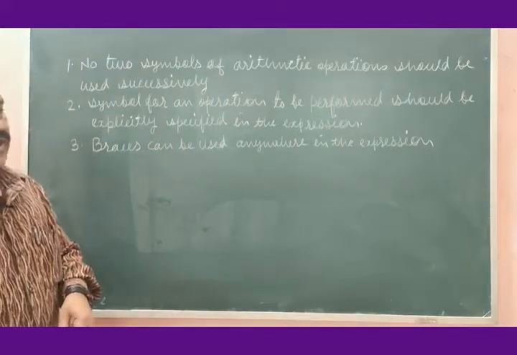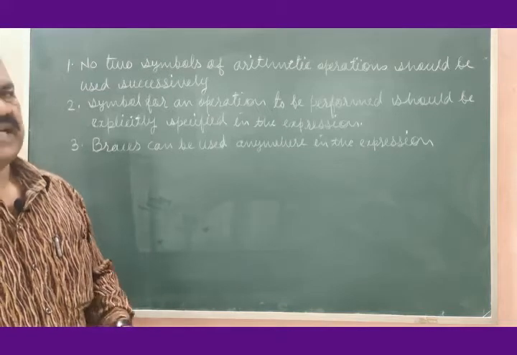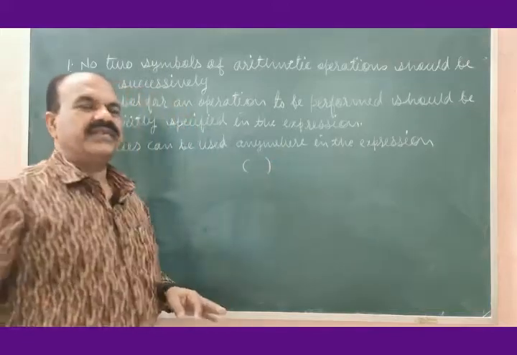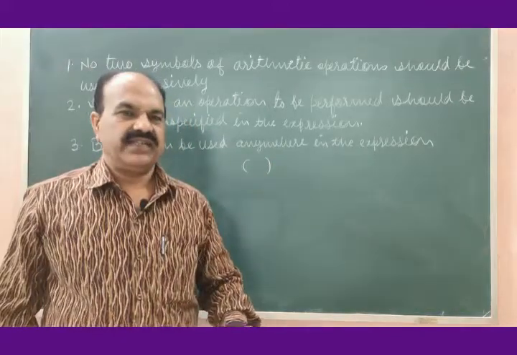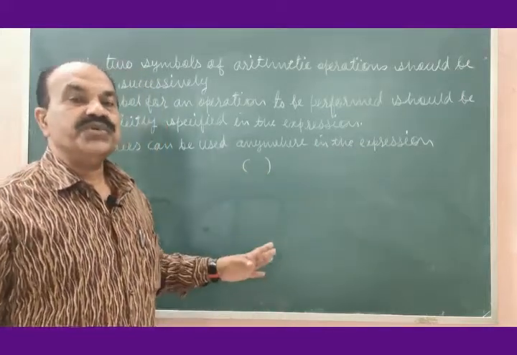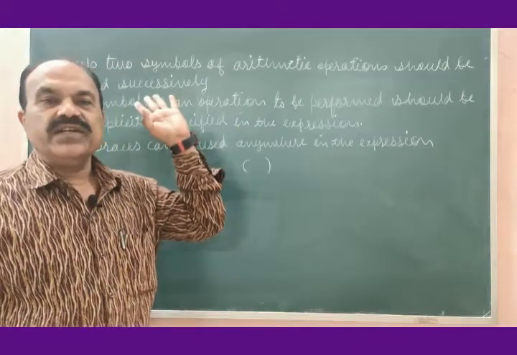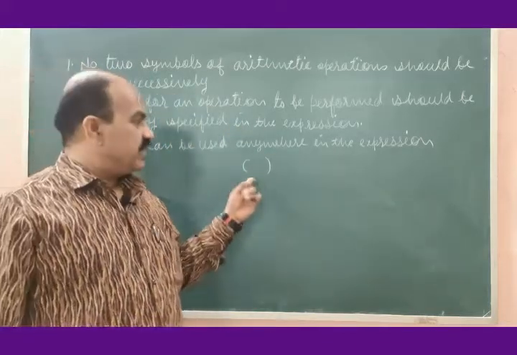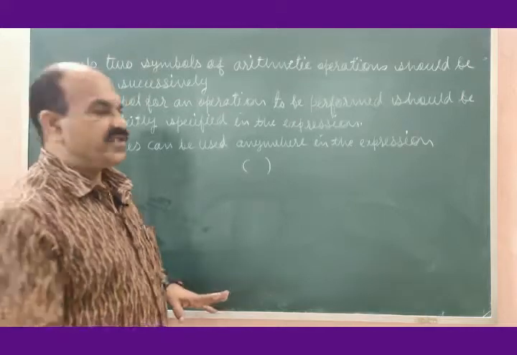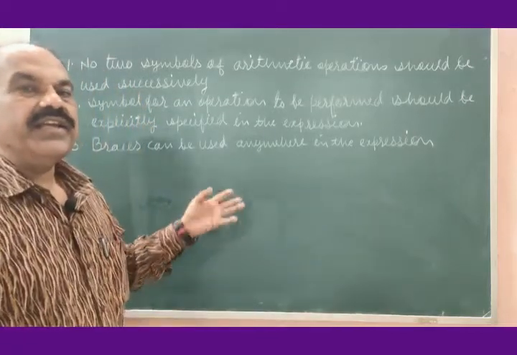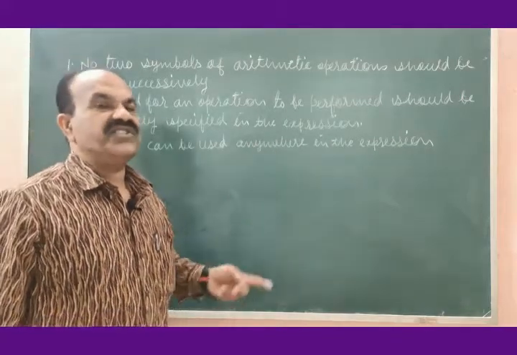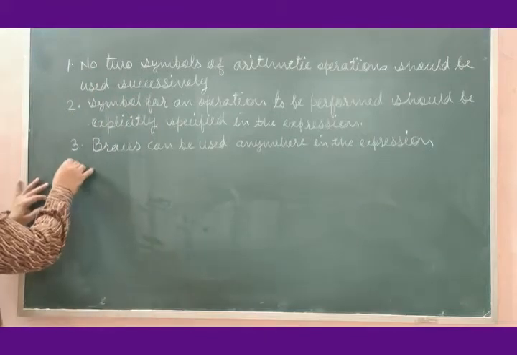Braces can be used anywhere in the expression, and this is the general practice, as you know. Any number of brackets, as per the requirement of the arithmetic expression, can be used in the arithmetic expression of Fortran. Braces, brackets are allowed. Any number of braces can be used anywhere in the arithmetic expression, if it demands it. Next rule.